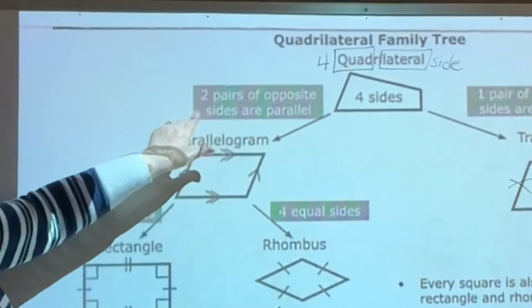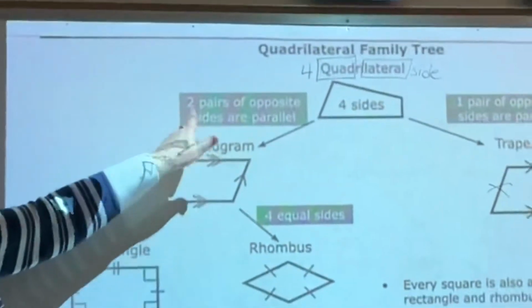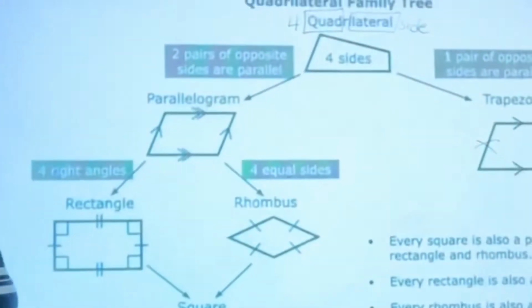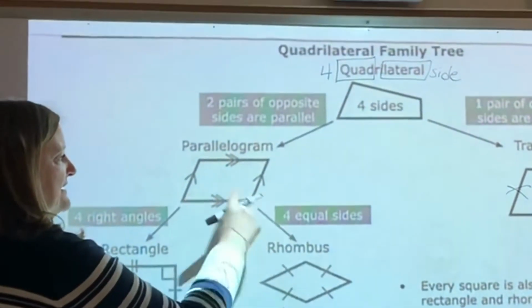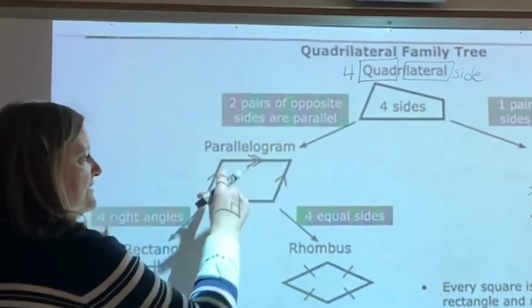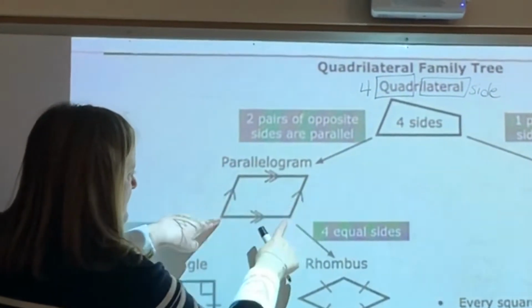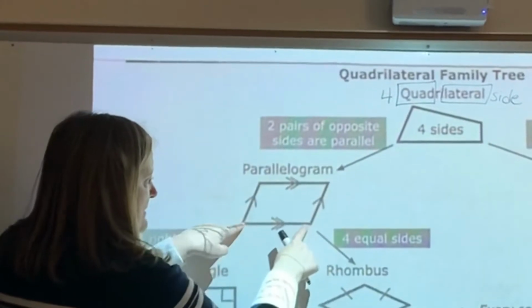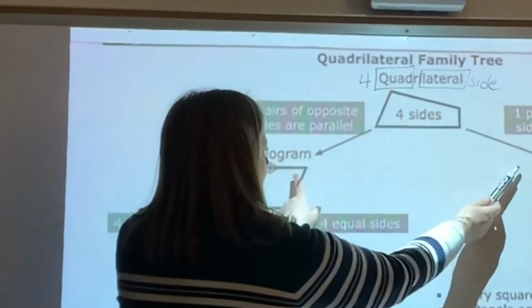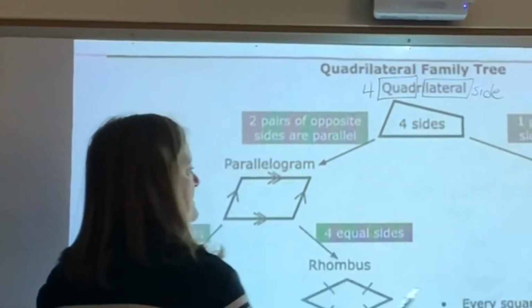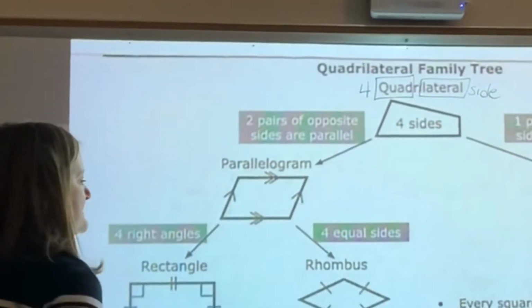Then we come over here to parallelograms. They have two pairs or two sets of parallel sides. This side is parallel to this side, same distance all along. And this side is parallel to this side, same distance all along. So we have two different types of quadrilaterals: one pair of parallel sides, two pairs of parallel sides.